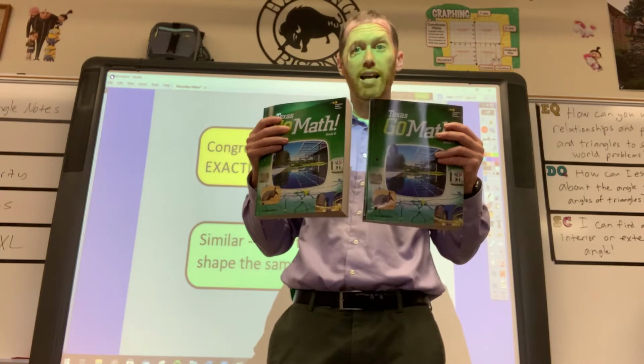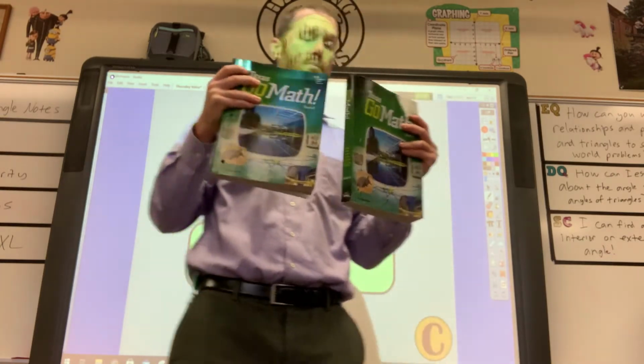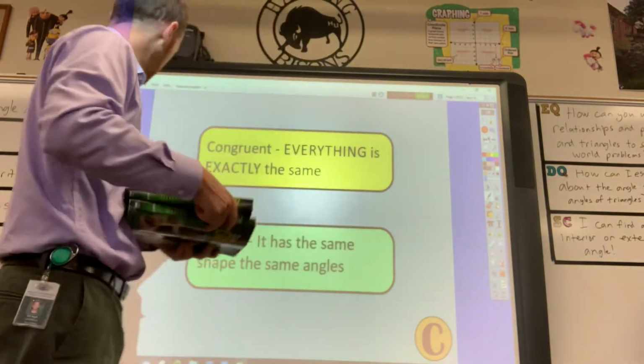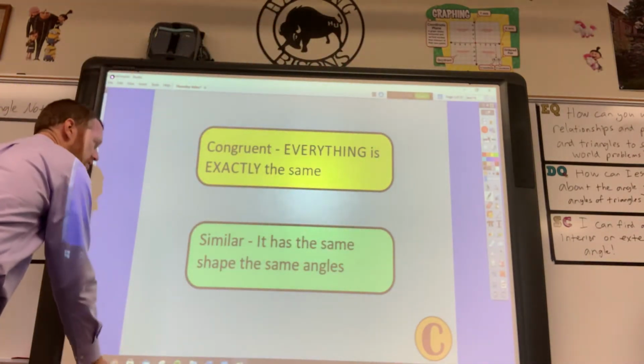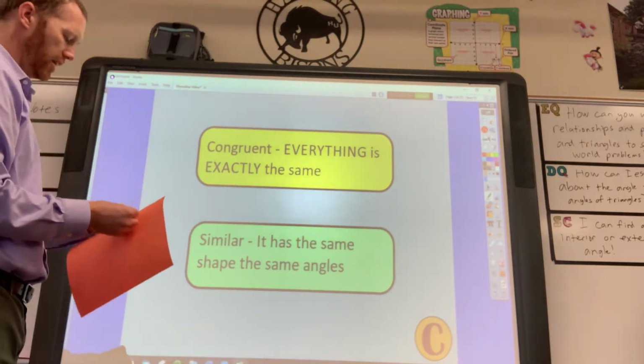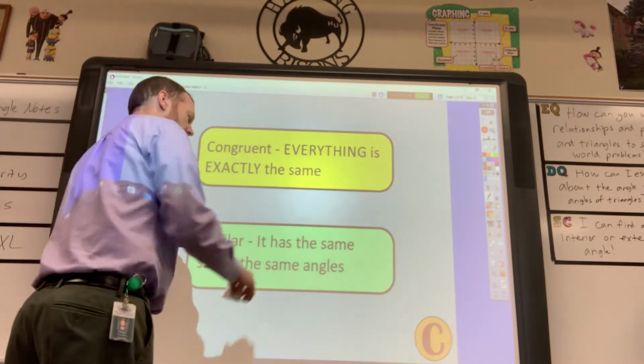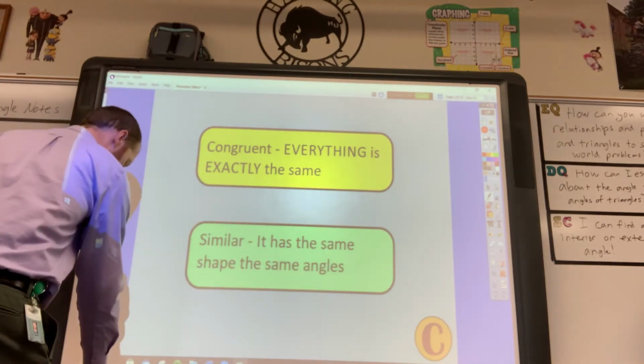It just matters if it has the same angles, like all the corners are the same, and the same size and the same side lengths. That means congruent. Other word, similar. In a similar figure or in a similar relationship, it is the same shape, and it has the same angles, but it may be a different size.